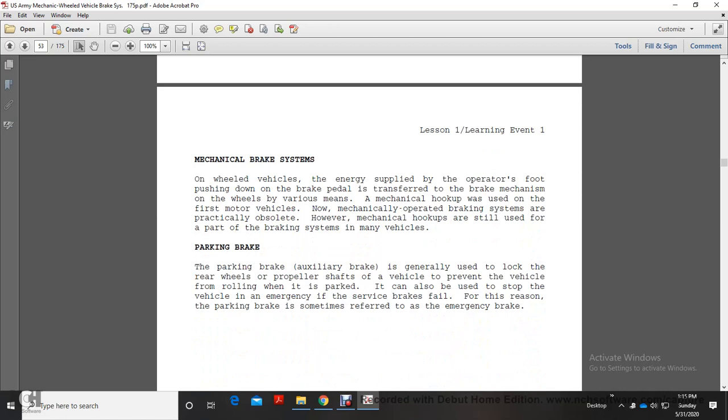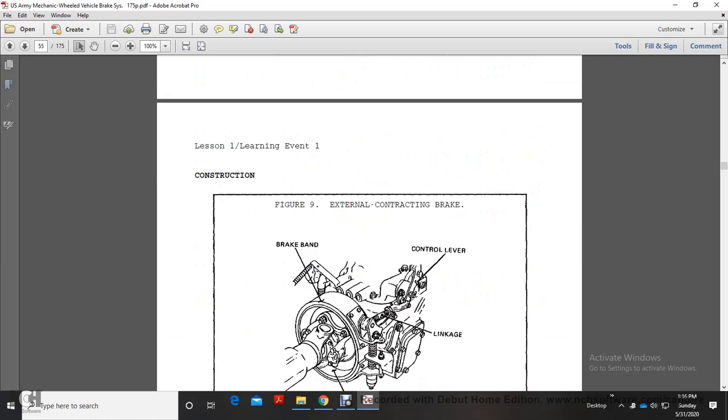Parking brake. The auxiliary brake is generally used to lock the rear wheels, or the propeller shaft of the vehicle, to prevent the vehicle from rolling when it's parked. It can be used to stop the vehicle in an emergency if the service brakes fail, and for that reason the parking brake is sometimes referred to as the emergency brake.